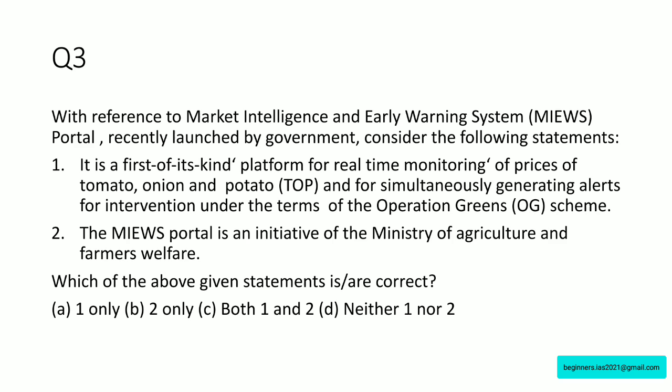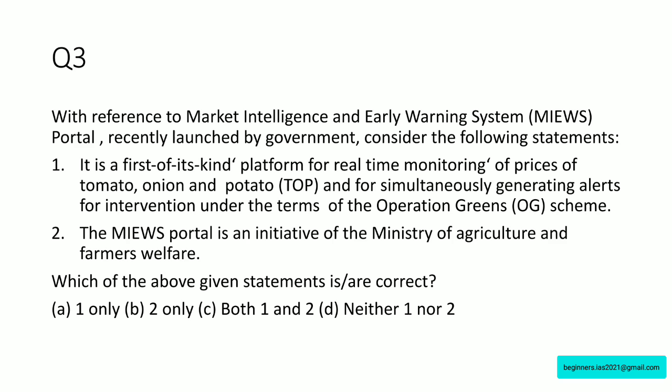With reference to the Market Intelligence and Early Warning System, in short MIEWS portal, recently launched by the government, consider the following statements. Statement 1: It is a first of its kind platform for real-time monitoring of prices of tomato, onion and potato, and for simultaneously generating alerts for intervention under the Operation Green scheme. Statement 2: The MIEWS portal is an initiative of the Ministry of Agriculture and Farmers Welfare. Here we have to identify the correct statement.